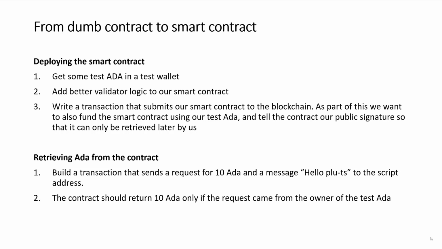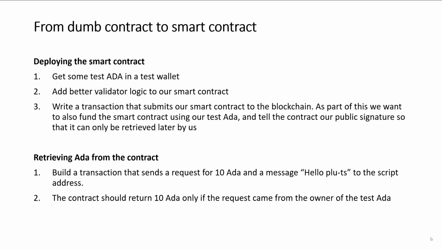We're going to write a separate bit of code which will construct our transaction. And that transaction will basically take our smart contract, fund it using our test ADA, and also tell the contract our public signature so that it can only be retrieved later by us. We'll see that as we go through what exactly I'm talking about there and how that works. But essentially, we're going to be submitting our smart contract to the blockchain, having it funded with our test data, and the smart contract will know that it came from us. That's the whole setup of the smart contract. So you now have a smart contract set up with some funds.